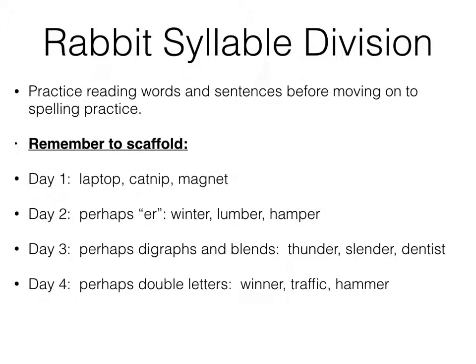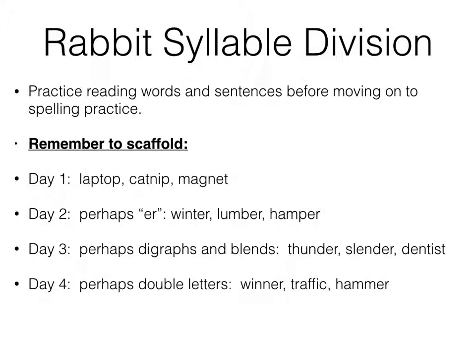Also, when dividing this rule up into several lessons, teachers need to remember that this is going to take several days to get through. Remember to scaffold for your students. On day one, you may want to keep it very pure and just allow them to see when two consonants are between two vowels, you have two closed syllables. So some example words are laptop, catnip, and magnet, as those are all pretty pure.